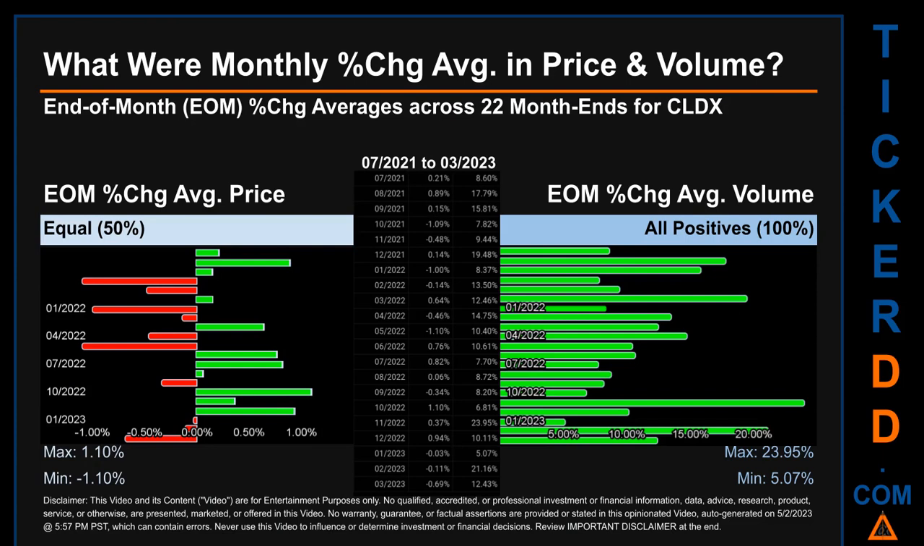From 07/2021 to 03/2023, there was an equal split of monthly percentage change in price across 22-month ends. In terms of volume, 22 out of 22 month ends had a positive percentage change. That is 100% of month ends saw a positive percentage change in average volume. Price saw an end-of-month max of 1.10% in average percentage change, along with a minimum of -1.10%. For volume, the maximum and the minimum monthly percentage change were respectively 23.95% and 5.07%.